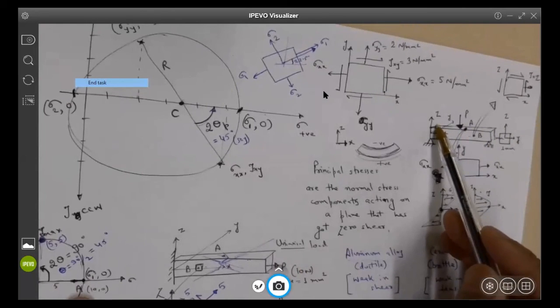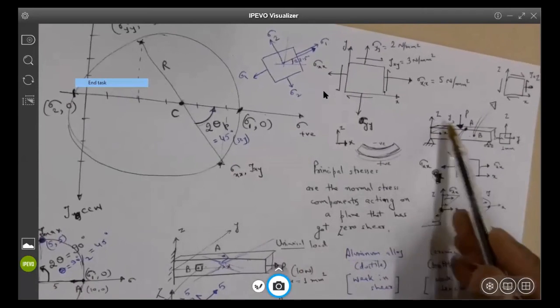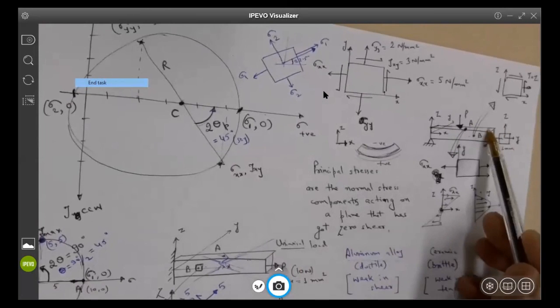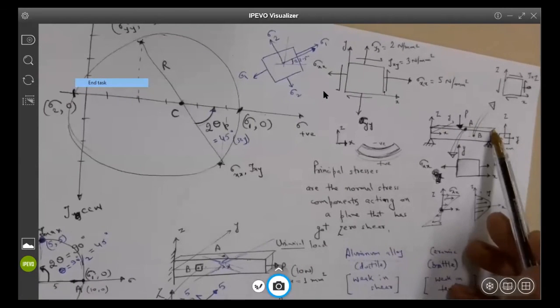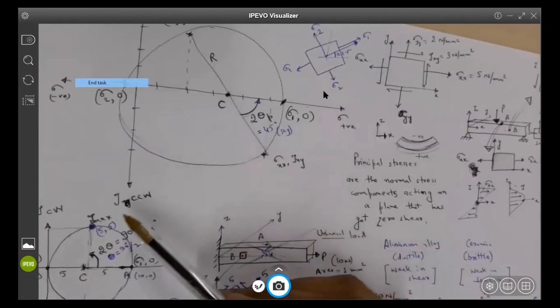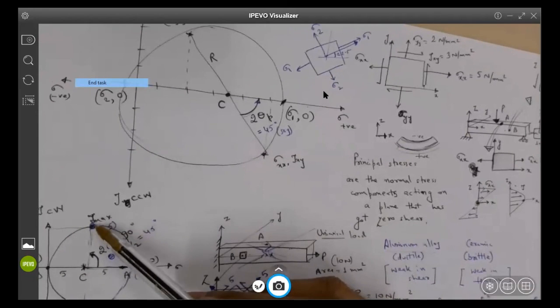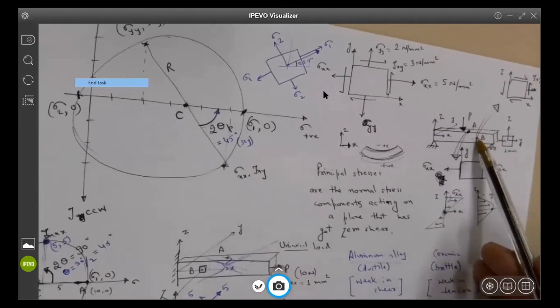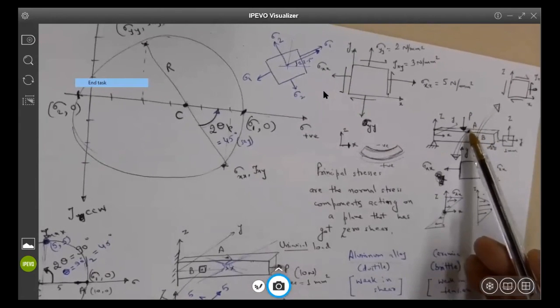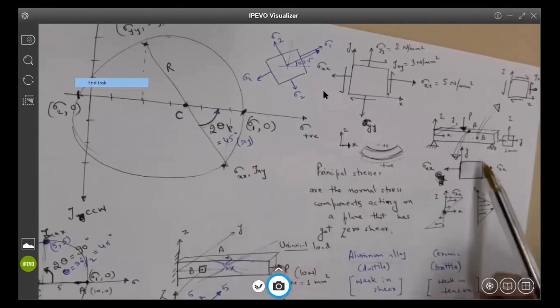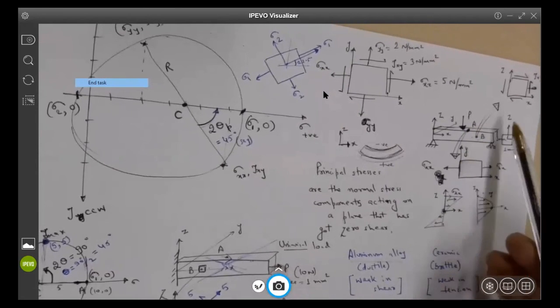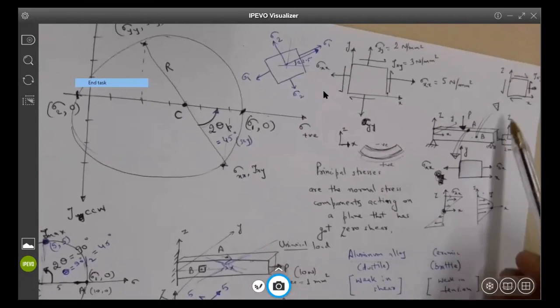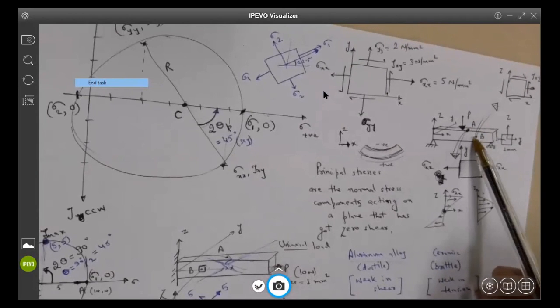My answer would be based on what type of material I am looking at first. Am I looking at ductile materials or brittle materials? If I am looking at ductile materials, then I'm concerned about maximum shear stress. So I will look at where the shear stress is maximum, whether at point A or at point B. I will draw a Mohr circle for point A using this element, and a Mohr circle for point B using this element, and then we'll find out which point has the maximum shear stress. And that point will be my critical point.